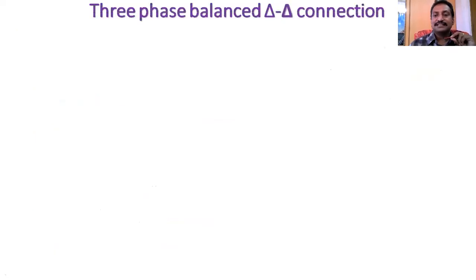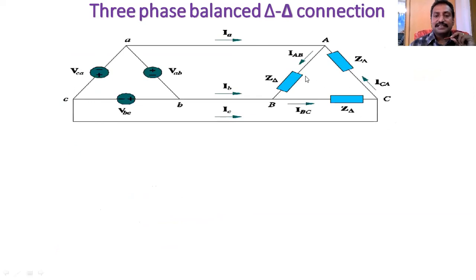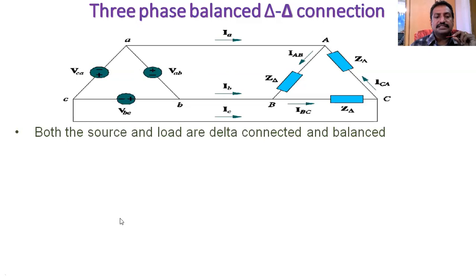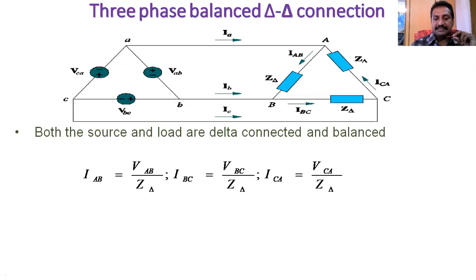Then, the three-phase balanced delta-delta connection. See here, this is the source side and this is the load side. On the source side, the phases are R, Y, and B, but we consider them here as A, B, C, and here also A, B, C. The small a is connected to capital A, small b to capital B, and small c to capital C. Between A and B we have the source VAB on the source side and Z delta as the load. Like this, we connected the delta-delta connection. In this connection, both source and load are connected in delta and are balanced.